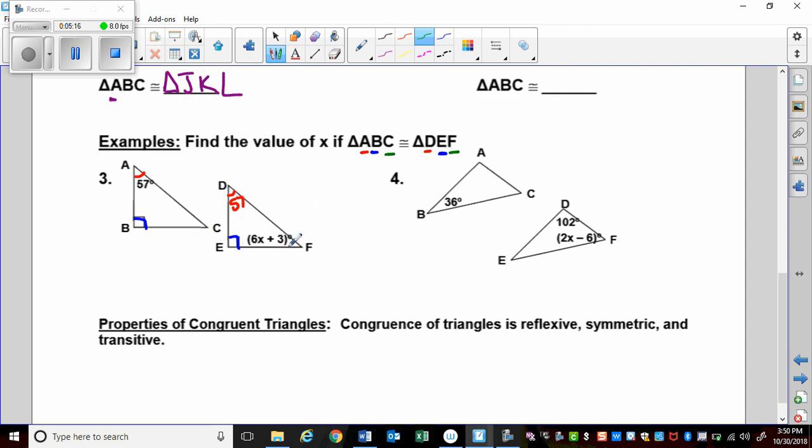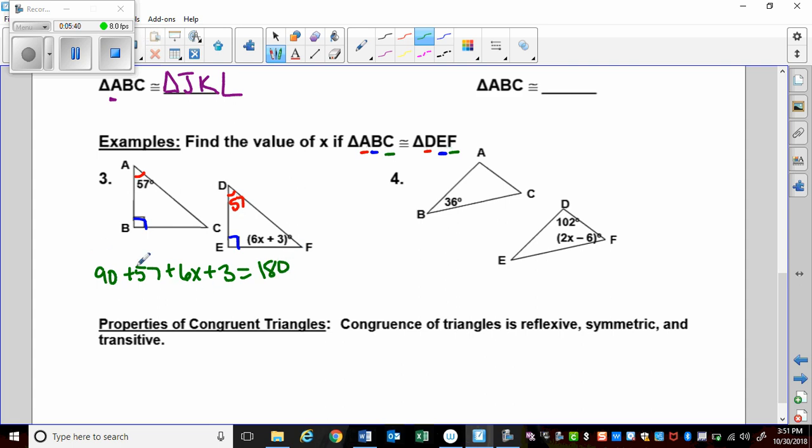I'm going to choose this triangle since everything is already filled out in this triangle. I plugged in 57 into here. And I know that the angles in a triangle add up to equal 180. So this blue angle is 90 plus the red angle is 57 plus the 6x plus 3. I know these three angles add up to equal 180.